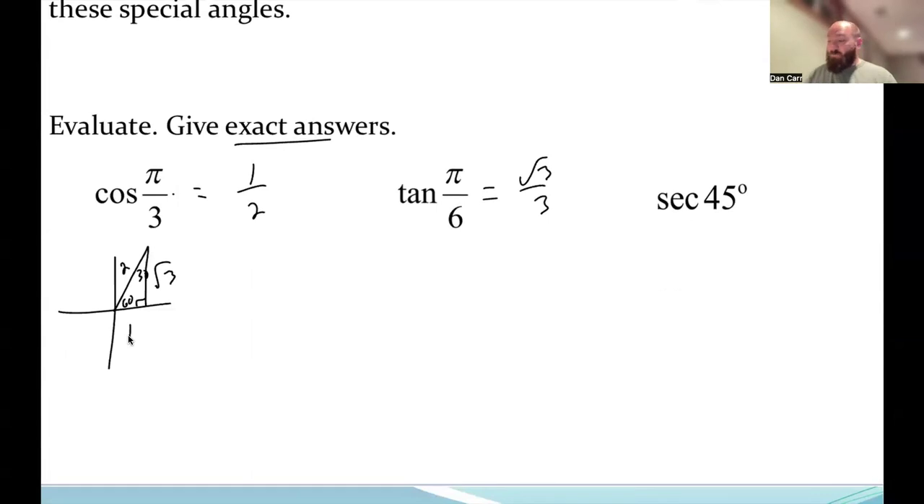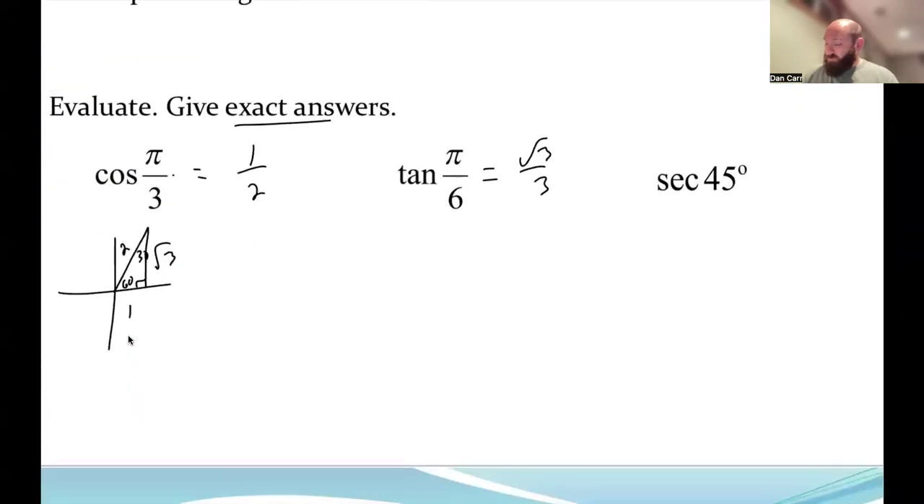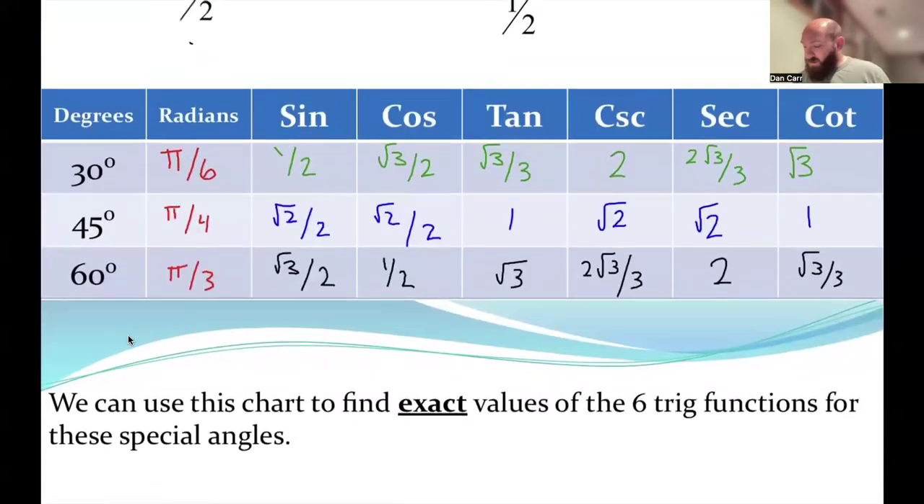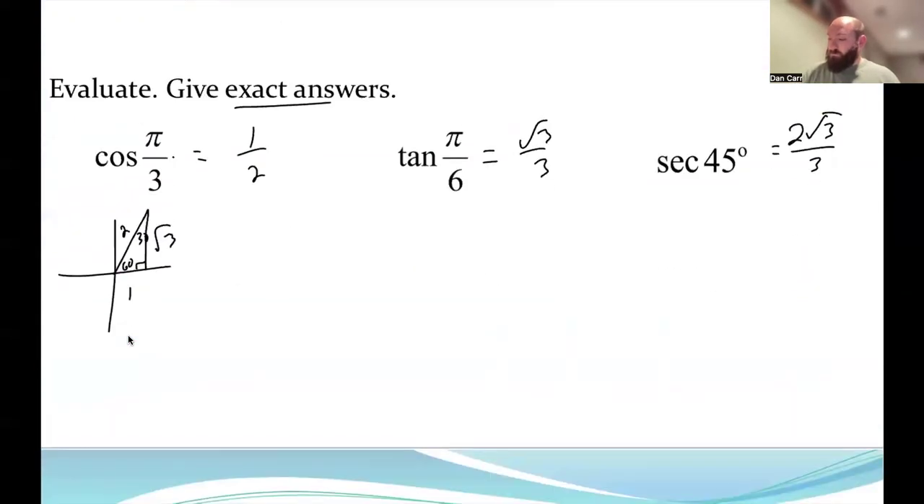And then finally, the secant of 45. Now, secant, keep in mind, is the reciprocal of cosine. Okay, so there it is right there. So I'm just going to go ahead and rewrite that one down in this case. So it's 2 root 3 over 3. Or wait, secant. Oh, sorry, I was looking at the wrong one. Secant of 45 degrees, that's root 2. My bad. Okay, root 2.